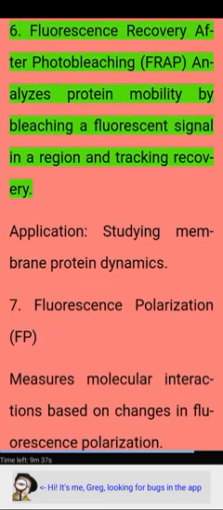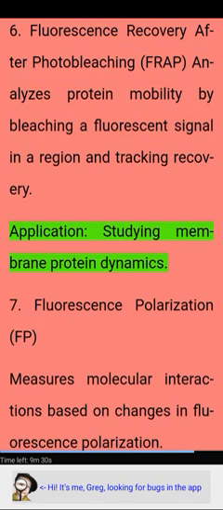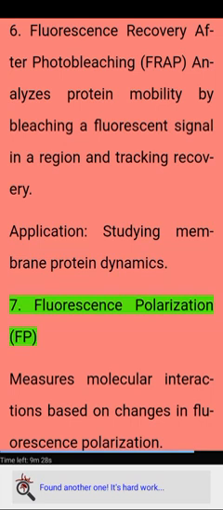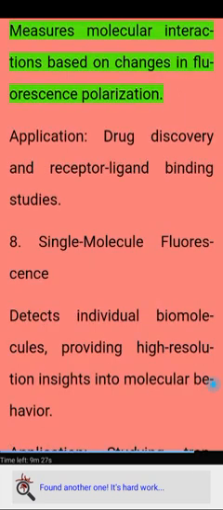Fluorescence recovery after photobleaching (FRAP) analyzes protein mobility by bleaching a fluorescent signal in a region and tracking recovery. Application: studying membrane protein dynamics. 7. Fluorescence polarization (FP) measures molecular interactions based on changes in fluorescence polarization. Application: drug discovery and receptor-ligand binding studies.